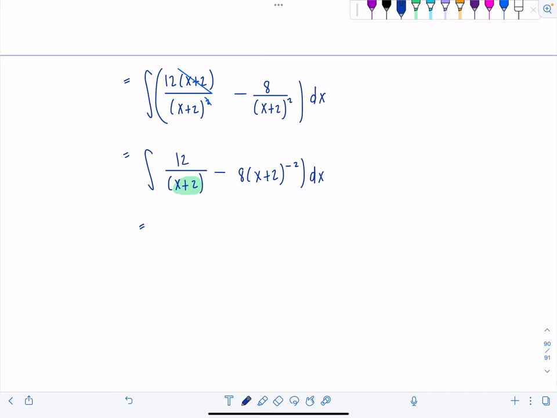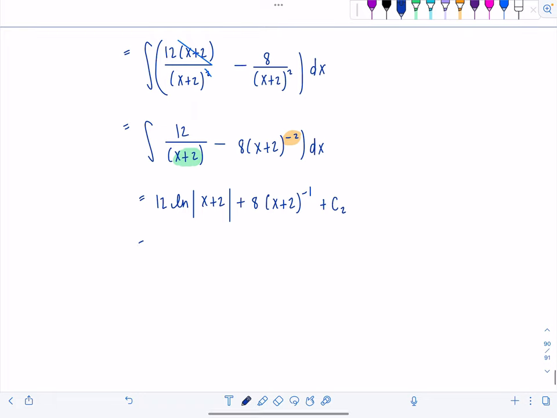So antiderivative, keep the 12, ln absolute value of x + 2. Okay, keep the minus 8. How do we antidifferentiate something to the negative second power? You add 1 to the exponent, so that would make it now raised to the negative first power, and you divide by the new exponent. So if I divide by -1, I'm just going to change this to a plus, and then I have plus c2. So this is 12 ln|x + 2| + 8/(x + 2) + c2.